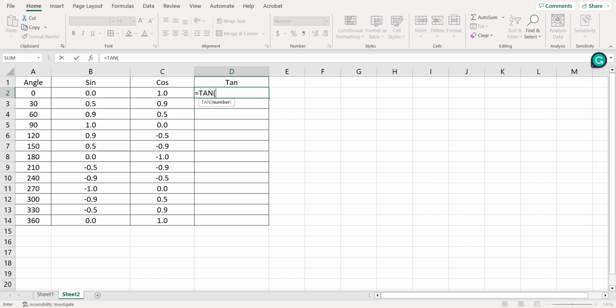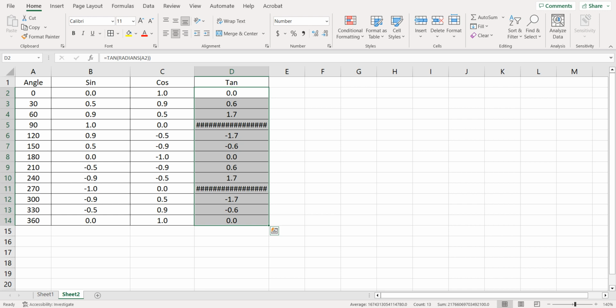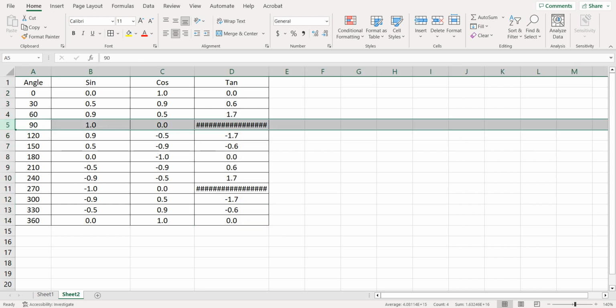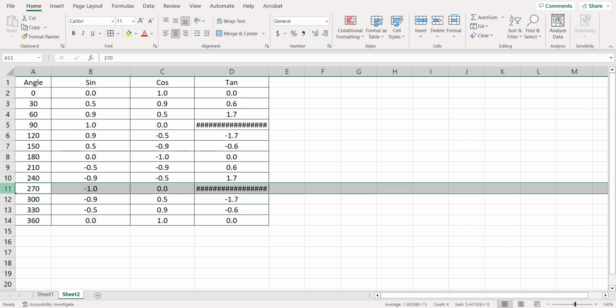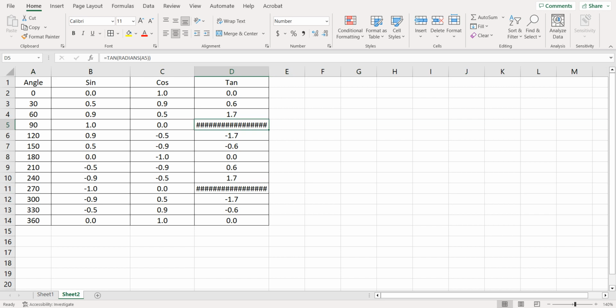So for tangent, write tan, then write radians and select the angles, close the parenthesis, then hit enter. Okay, so the same thing happened here, like number 5 and number 11, which are 90 and 270 degrees. You can see the tangent is not giving any value. That's because it should be infinity here.